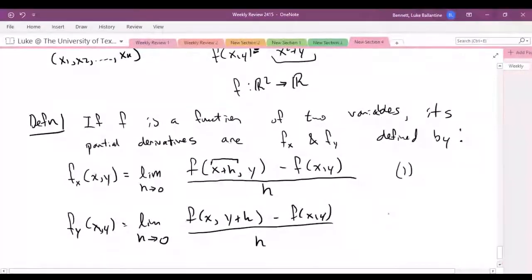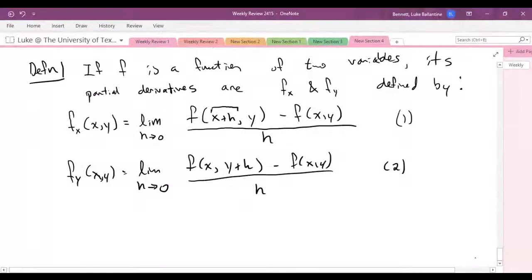So what this is saying is, in the first equation, I just take a small step in the x direction and watch what the output is. In the second equation, I take a small step h in the y direction and I see what the output is. I see what the slope is, right?